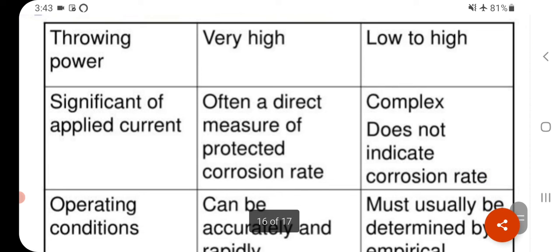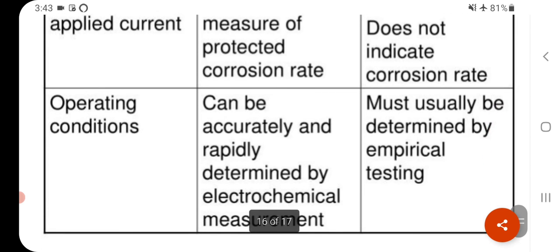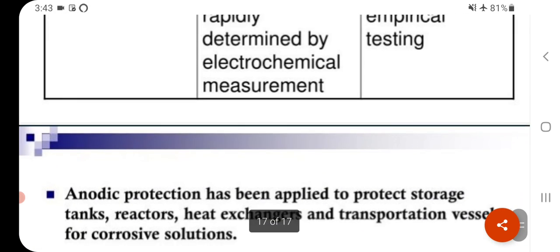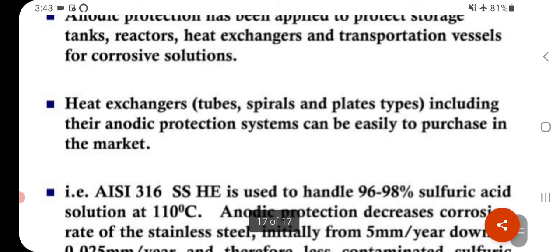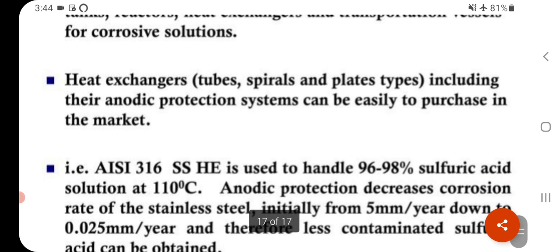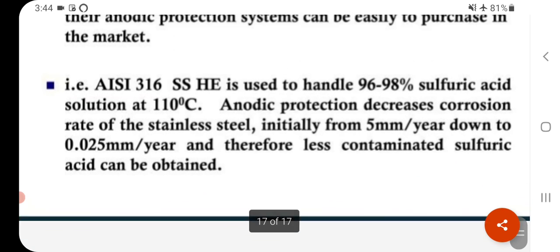The applied current is often a direct measure of the protected corrosion rate in anodic protection, whereas in cathodic protection it does not indicate corrosion rate. Operating conditions in anodic protection can be accurately and rapidly determined by electrochemical measurement, while in cathodic protection they must usually be determined by empirical testing. Anodic protection has been applied to protect storage tanks, reactors, heat exchangers and transportation vessels for corrosive solutions. Heat exchangers, tube, spiral and plate types, including their anodic protection systems, can be easily purchased in the market. Thank you.